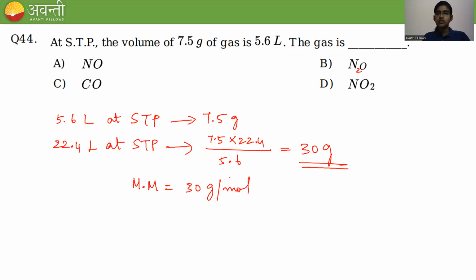Okay. So which of the given 4 gases will have 30 gram per mole as the molar mass? It is option A, because for NO, the molar mass will be, for one nitrogen it is 14 and for one oxygen it is 16. So 14 plus 16 is 30 gram per mole. Okay. So option A is the correct answer for this question.